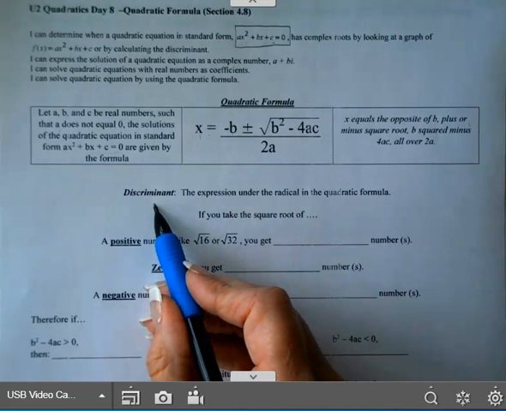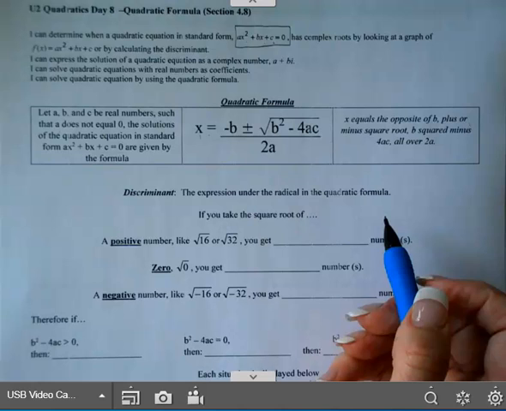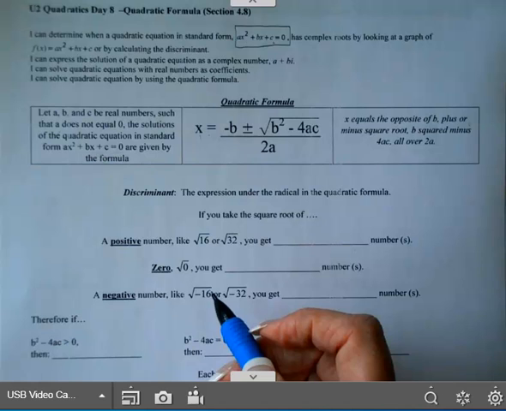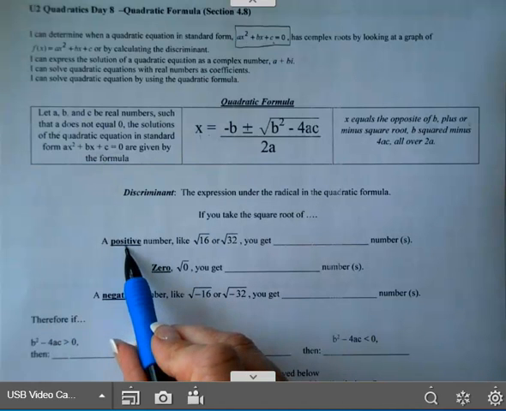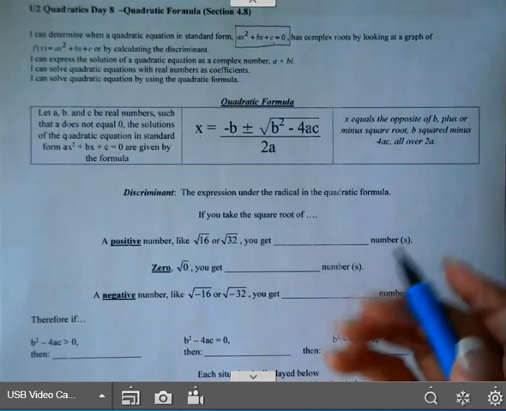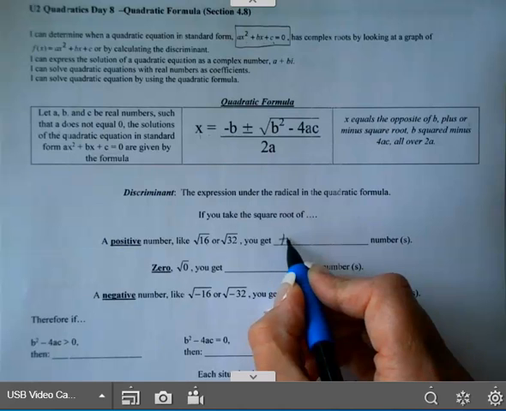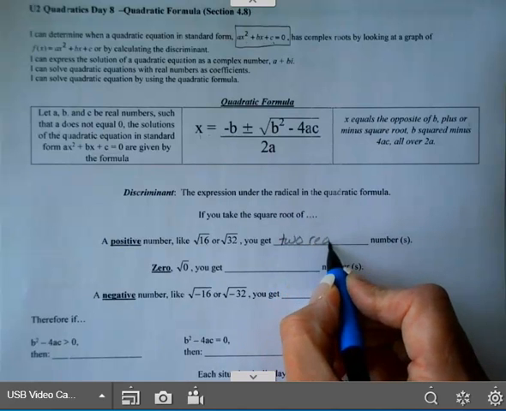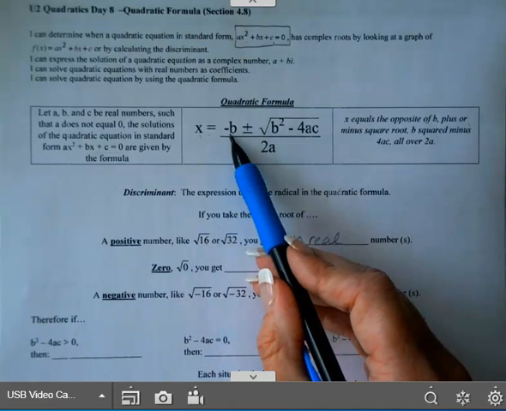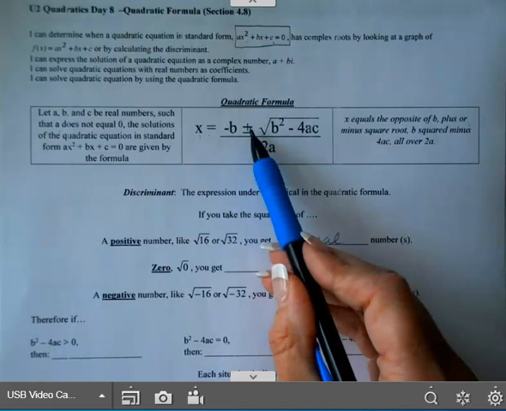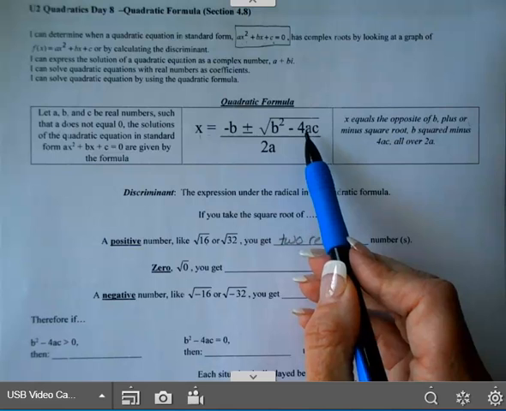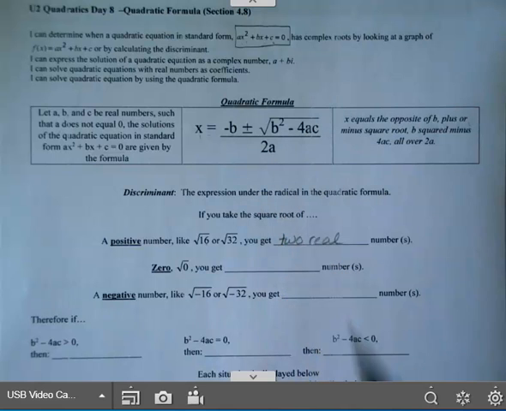The discriminant is the expression under the radical in the quadratic formula. It does not include the radical. If there is a positive number underneath your square root, you're going to get 2 real solutions. Because when you take the opposite of b plus or minus, you'll get plus a little bit and then minus a little bit. So you'll have 2 different numerators that you're going to divide by the 2a.